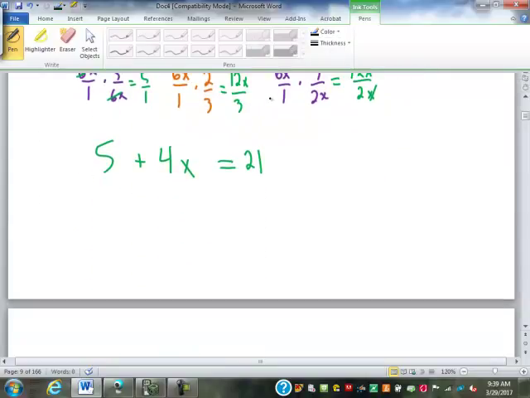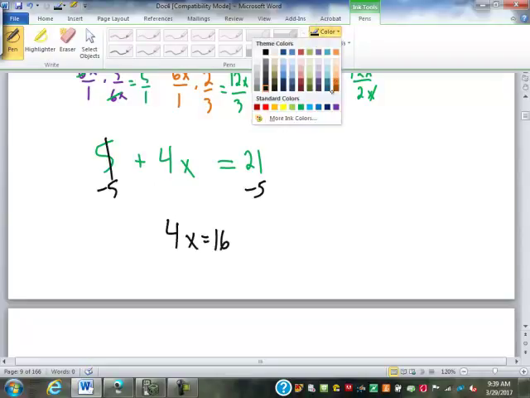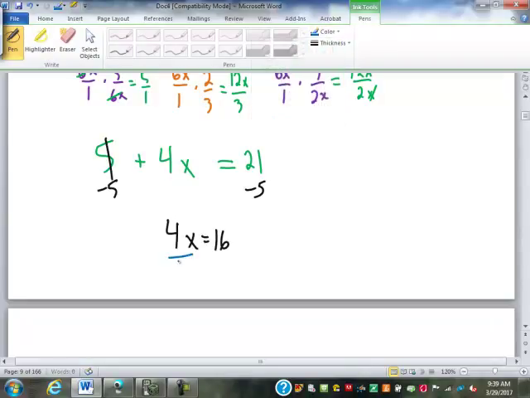So now we have an equation that's just a simple equation we can solve. What do we do first? Subtract the 5. So 4x equals 16, and then divide by 4. X equals 4. Any questions?